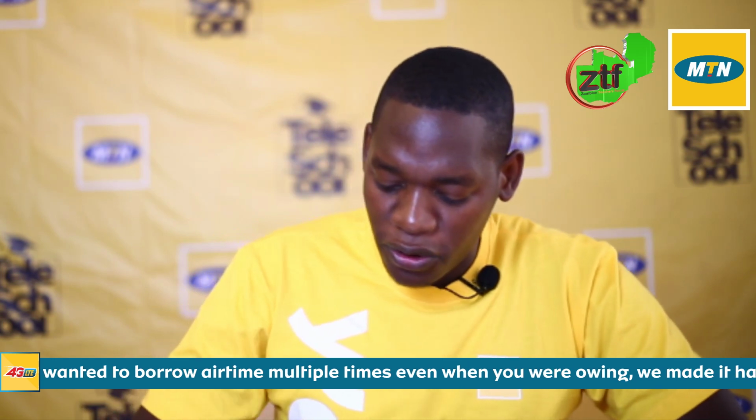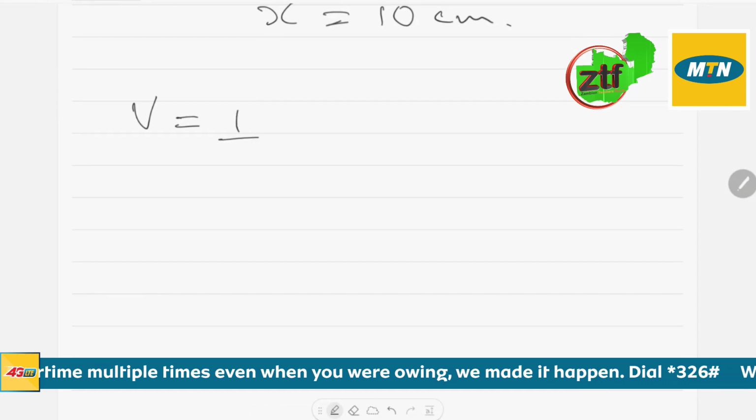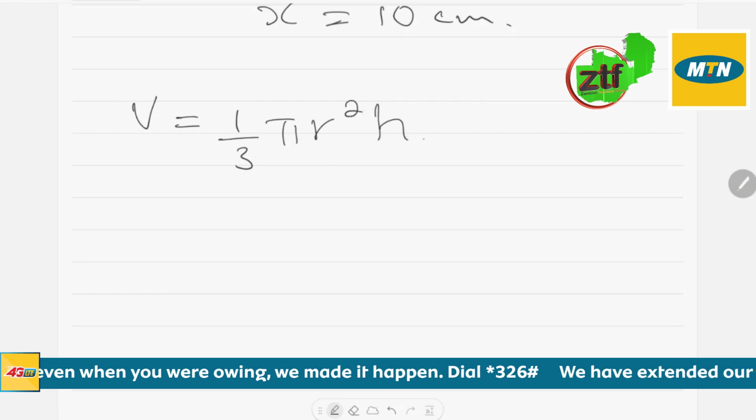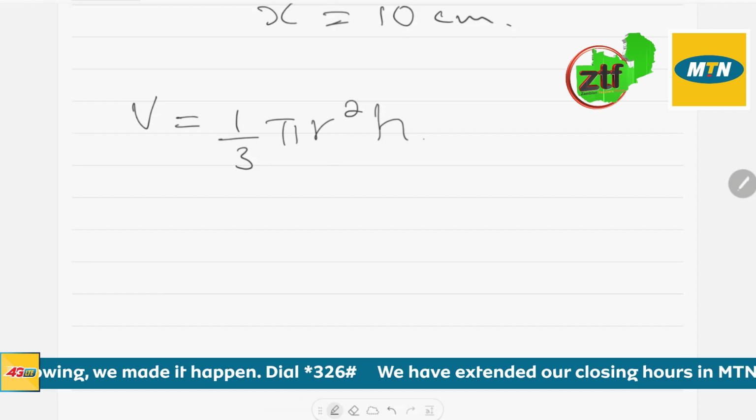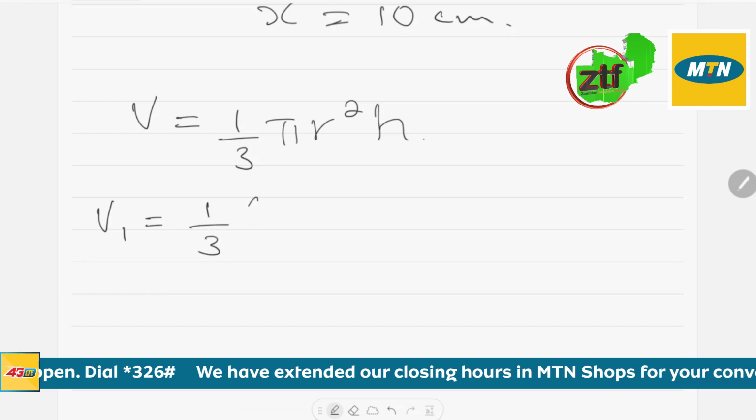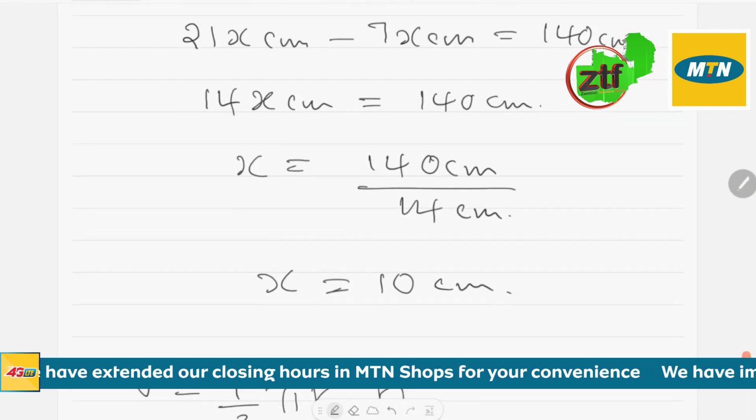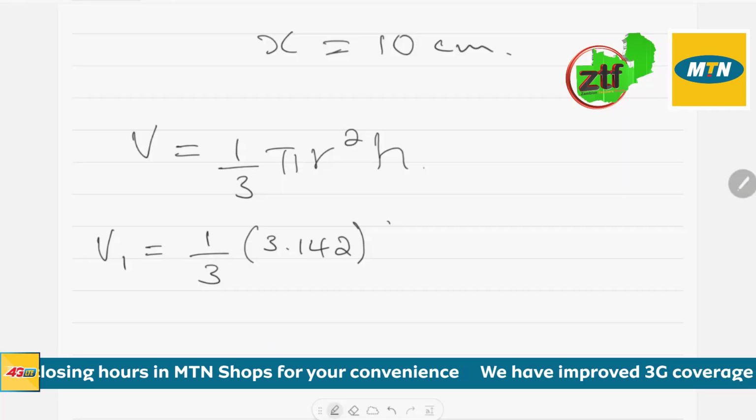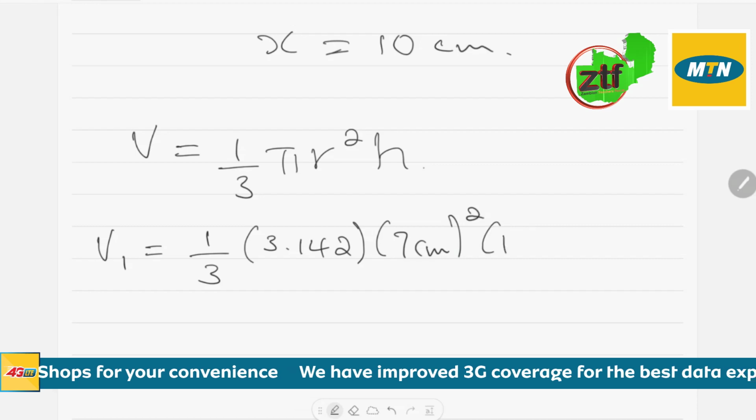So how do you find the volume of a cone? The volume of a cone is given by 1 over 3 pi r squared h, where h is the height, r is the radius, and pi is equal to 3.142 in this case. So let's call the volume of the smaller cone V1. V1 will be equal to 1 over 3 multiplied by 3.142. Then the radius of the smaller cone is 7 because the diameter is 14, so you divide the diameter by 2 to get the radius. So you have 7 centimeters squared. Then our height, which is 10 centimeters.